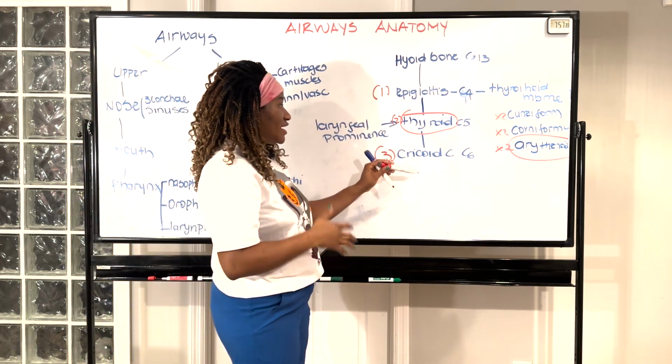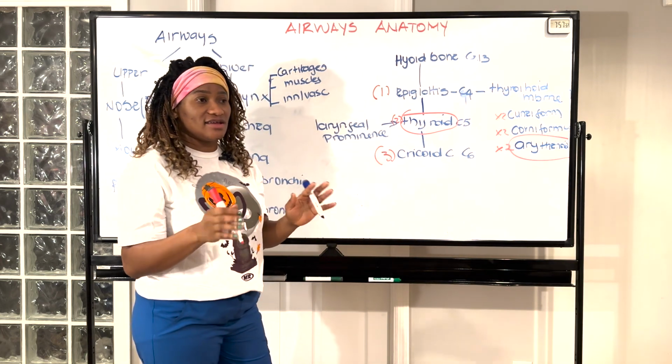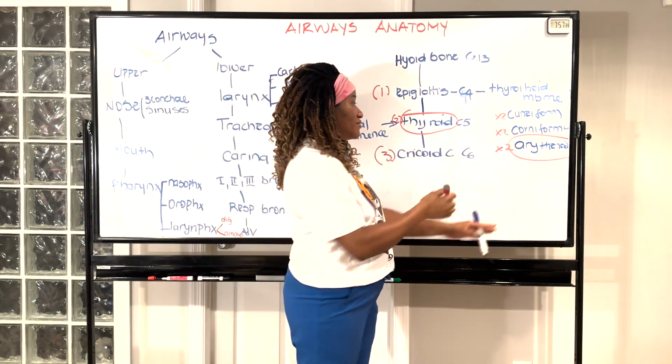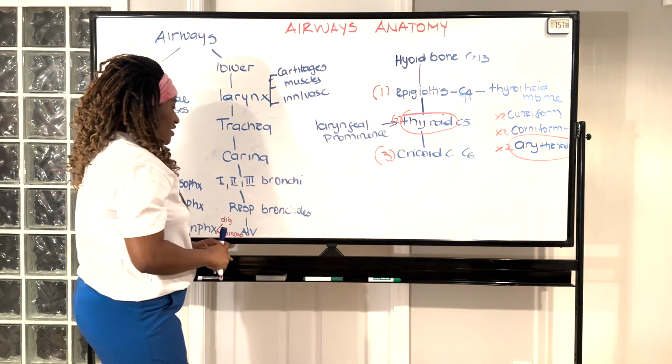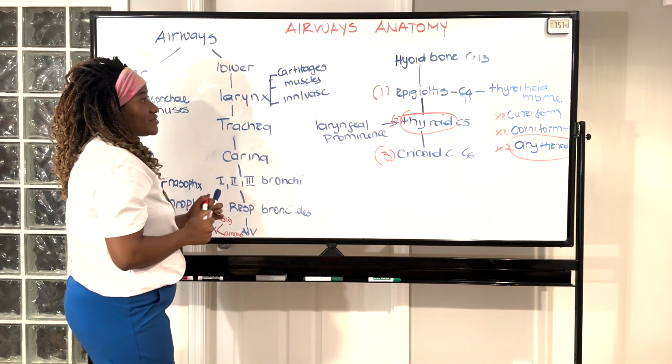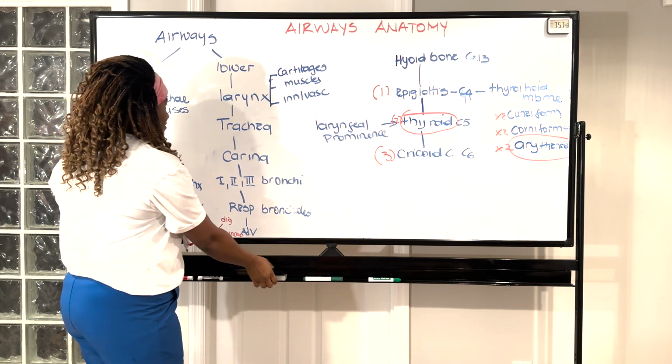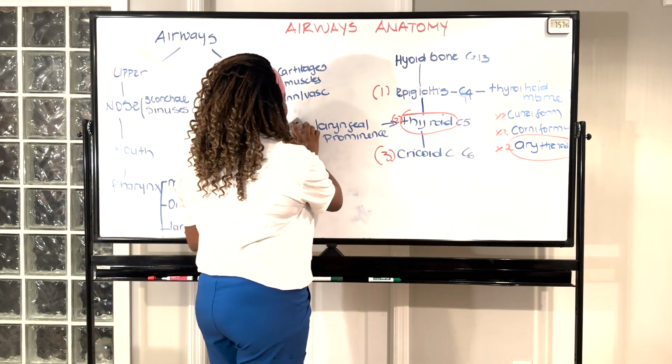So these 3 are anteriorly and they are not paired, and these are paired. So 2, 4, 6, 7, 8, 9. 9 cartilages. Now we're going to talk about the muscles. The muscle of the larynx.